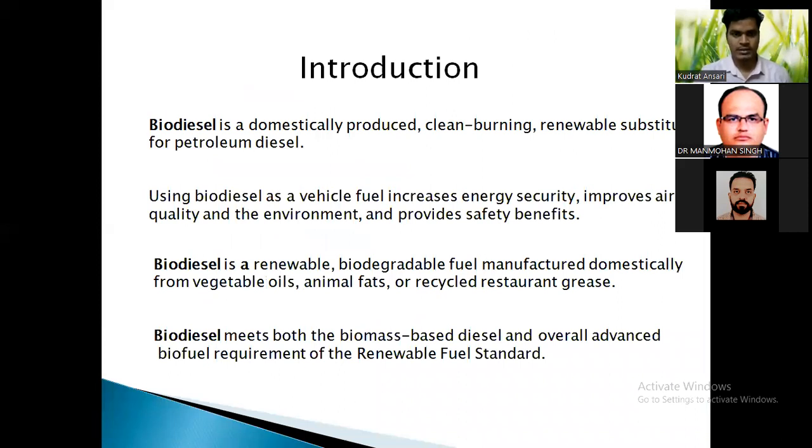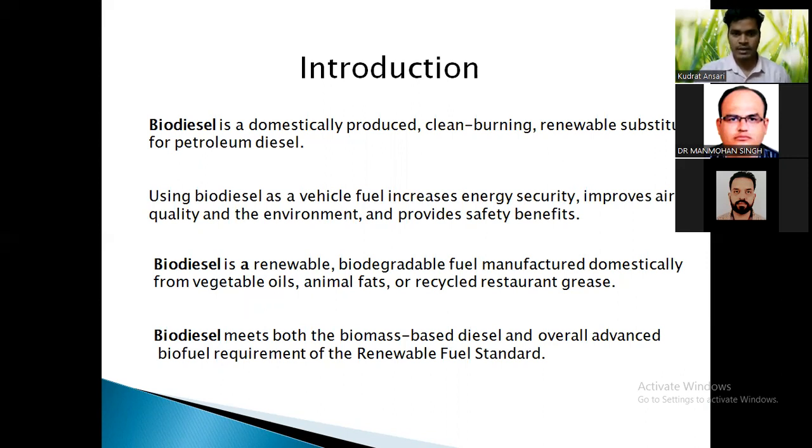Now, introduction. So biodiesel is domestically produced. It means it can be grown in any forest or any farm domestically, and it is clean burning due to the presence of oxygen content in it. Also, it is a renewable substitute for petroleum diesel because we can grow it season to season again and again.